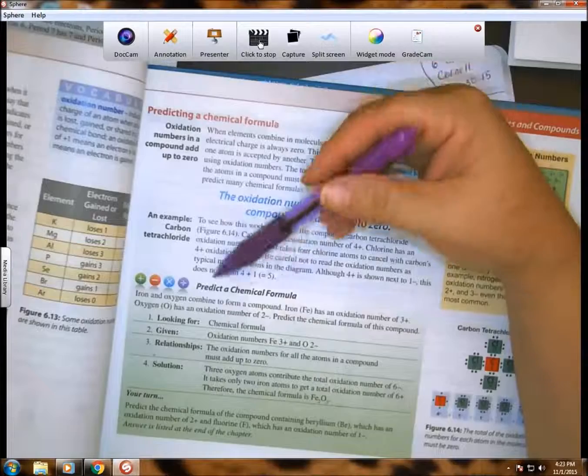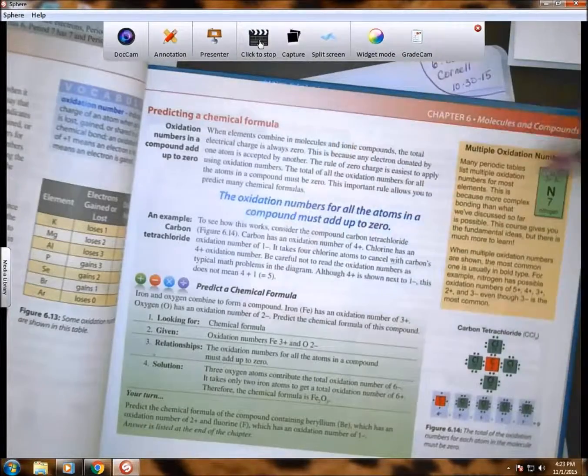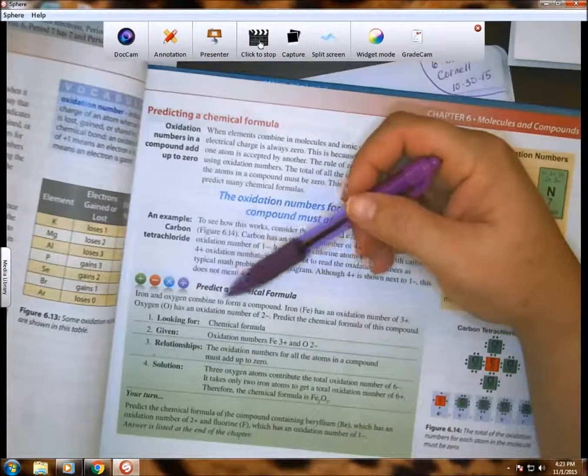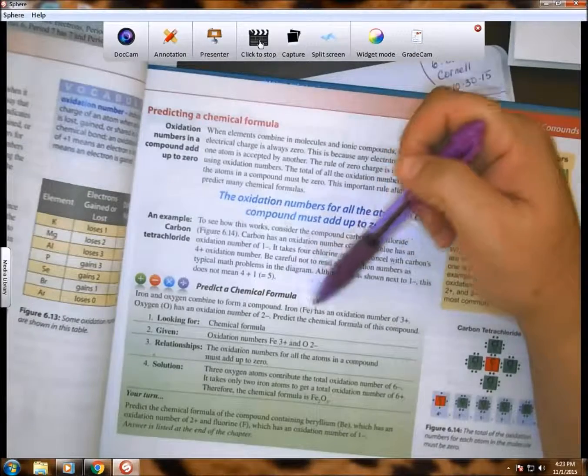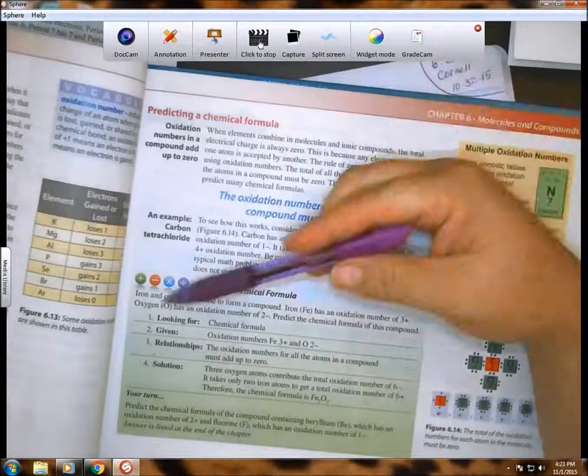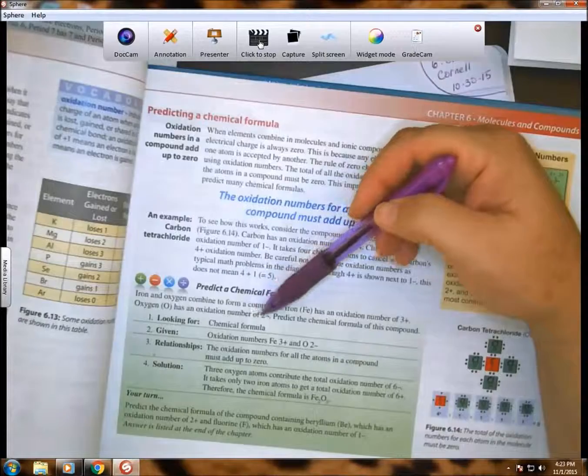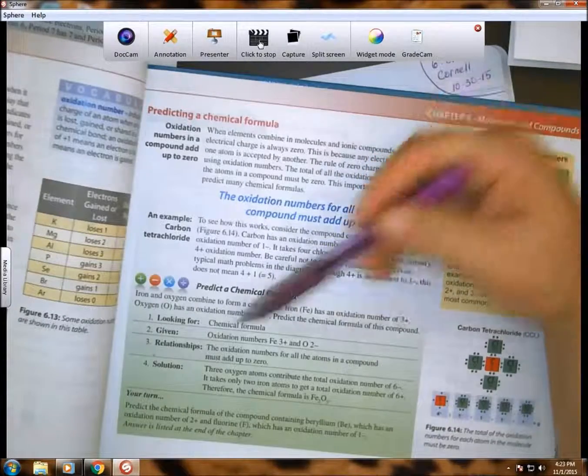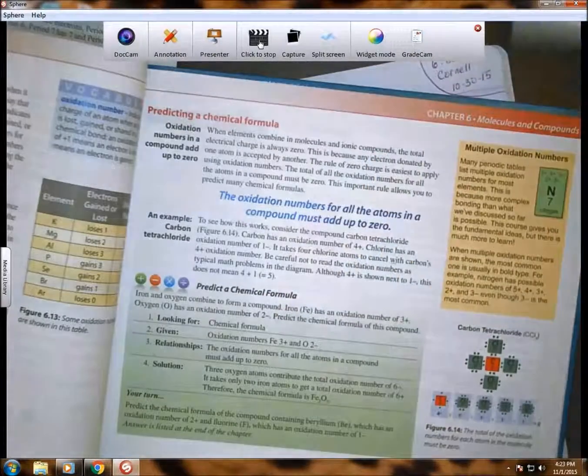Predicting a chemical formula. Iron and oxygen combine to form a compound. Iron has an oxidation number of 3 plus. Oxygen has an oxidation number of 2 minus. Predict the chemical formula of this compound. Okay, let's see if we can do this without looking at the book.